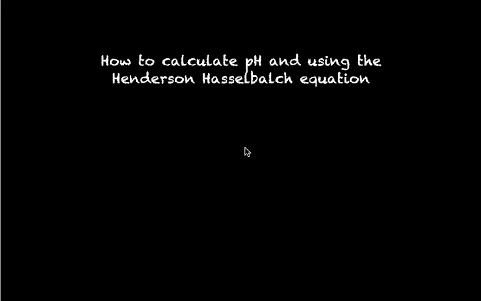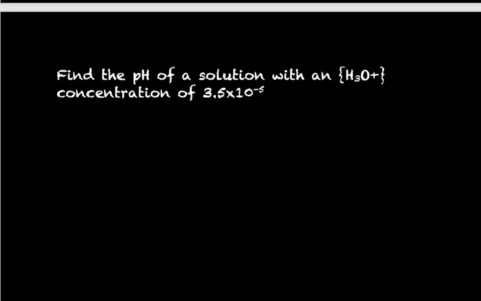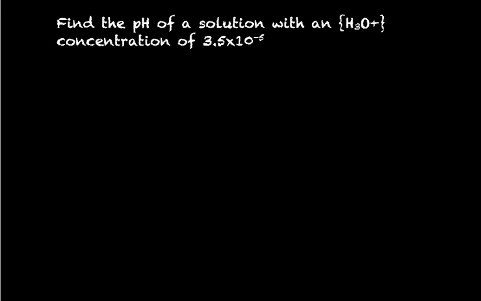In this video, we're going to look at how to calculate pH, and we're also going to use the Henderson-Hasselbalch equation. So the first problem reads, find the pH of a solution with an H3O+ concentration of 3.5 times 10 to the negative 5.